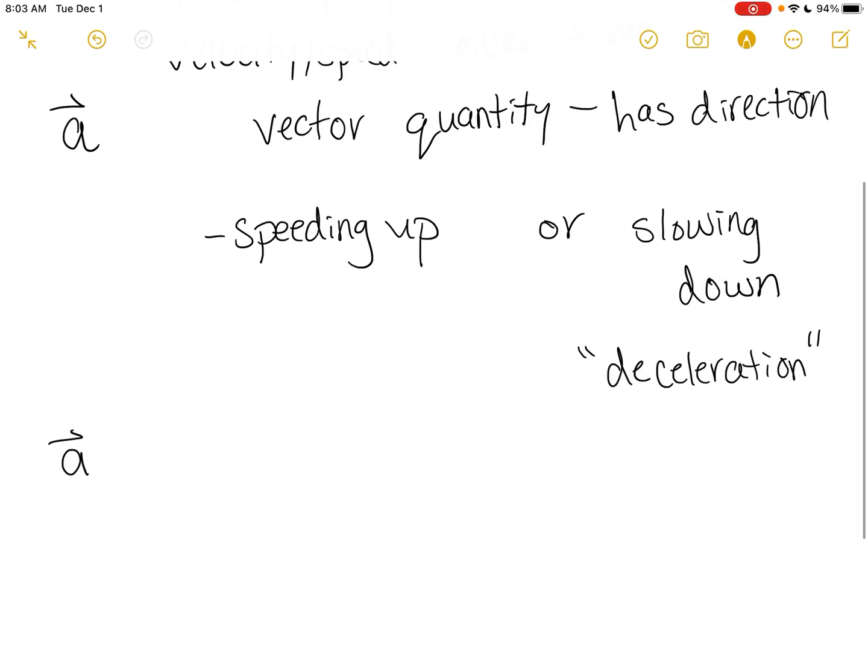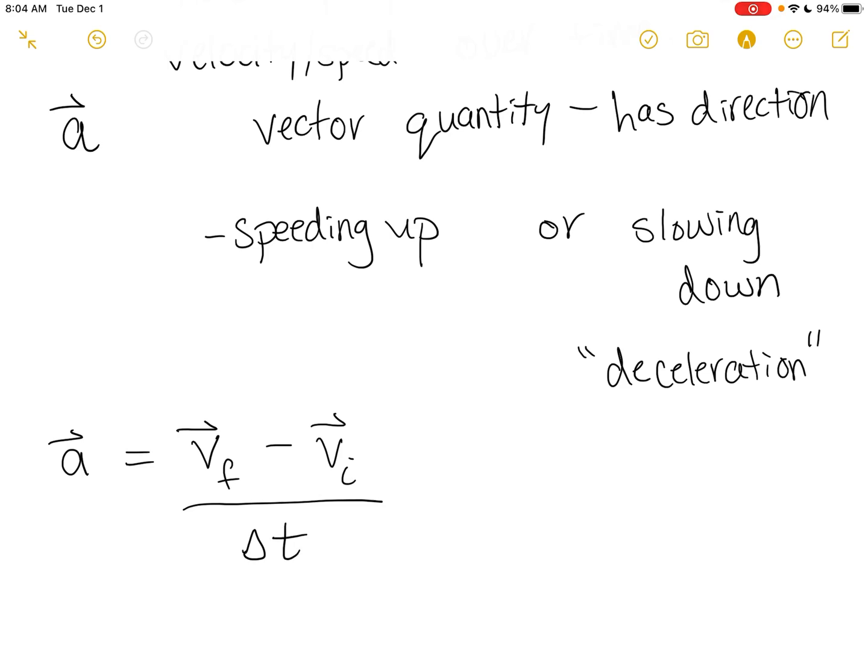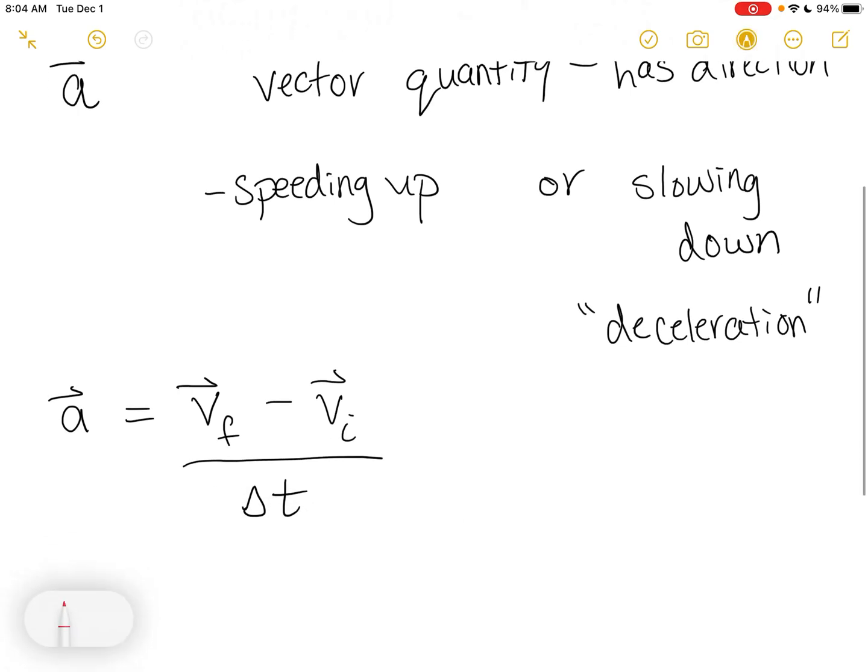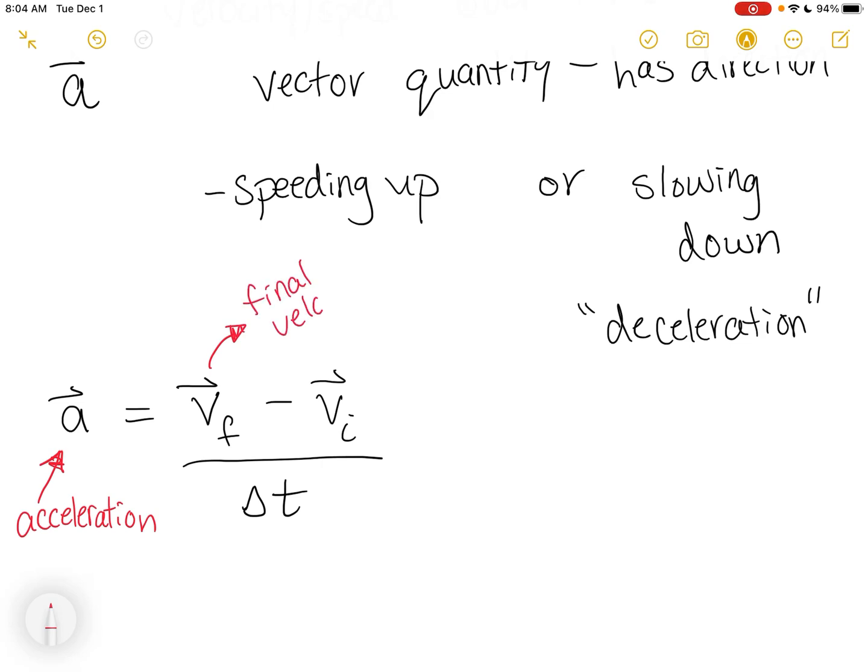So to calculate acceleration, there's a formula, and the formula says we take our final velocity and we subtract our initial velocity and we divide by time. So in this formula, A is representing acceleration, VF is representing final velocity, VI is representing initial velocity, and then T is representing time.